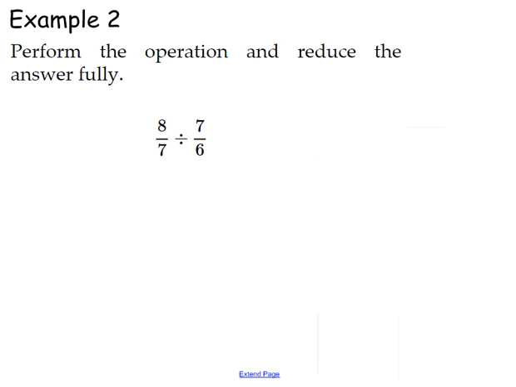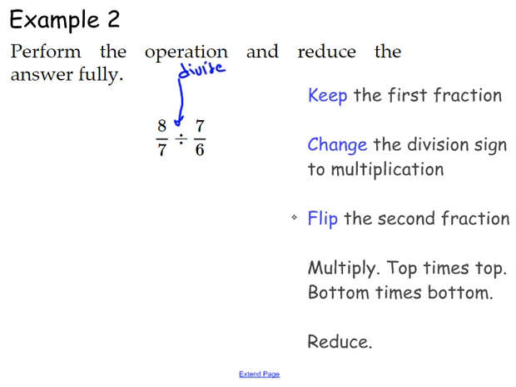Okay, example 2. Perform the operation and reduce the answer fully. So this time we're being asked to divide. This symbol here means divide. So there's a process for division. You might have heard this before, the keep, change, flip. And what that's saying is keep the first fraction, change the division sign to multiplication, flip the second fraction, so 7/6 is going to become 6/7, and now you multiply.